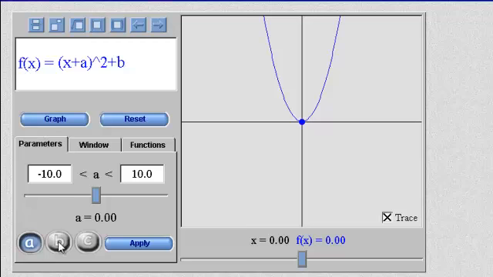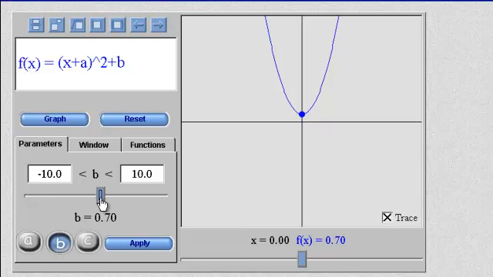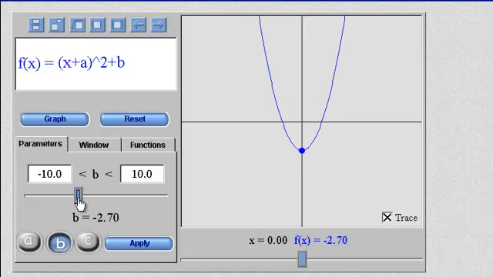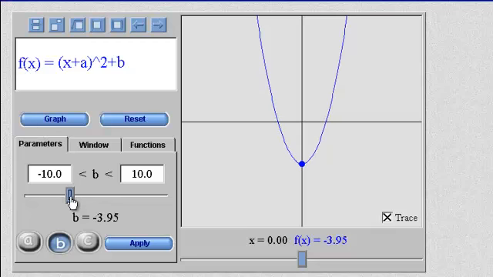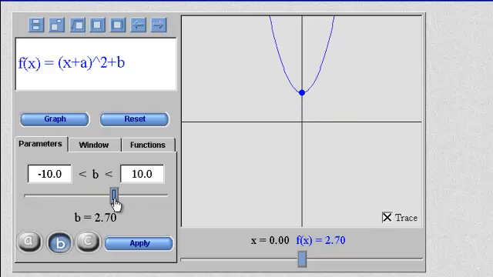Let's look first at what B does. B, as you can see, is set to 0. As I increase B, meaning it's positive, you can see the function go up. We call this a vertical shift up. As B becomes negative, you see that it is a vertical shift down. The shape of the function itself does not change. When you add something on the outside, which is what B does, it is called a vertical shift.